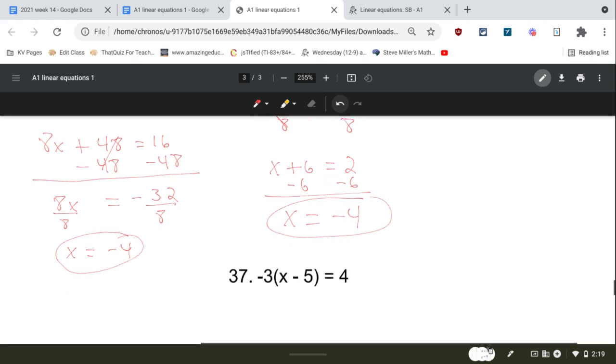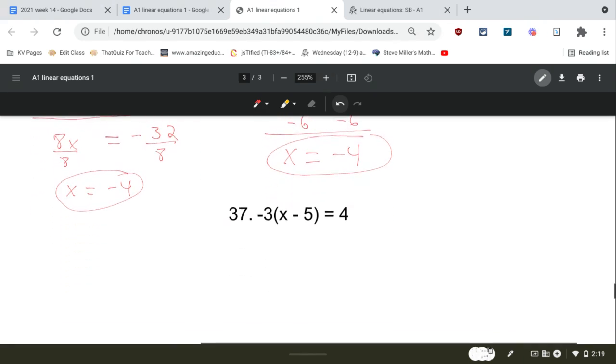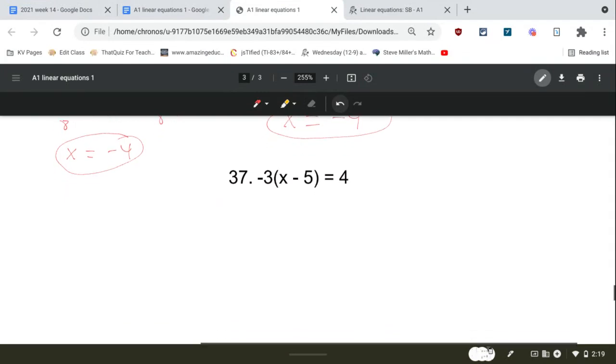Now you could do that on number 37, where you start off by dividing by negative 3. It's just that 4 and negative 3 don't go evenly into each other, so I probably wouldn't go with that approach. I mean, it's up to you. It wouldn't be so bad if you were allowed to answer as decimals, but we'll just distribute the negative 3 and move on. Gives us negative 3x, and then negative 3 times the negative 5 will be a positive 15.